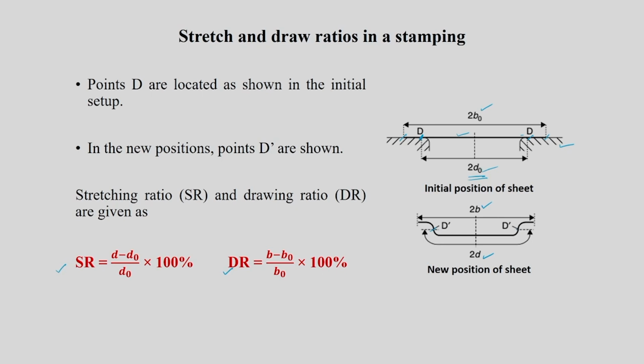So stretching ratio SR is given by D minus D naught divided by D naught into 100%, and drawing ratio is given by B, the new width, minus B naught divided by the initial value into 100. So this will give you stretching ratio and drawing ratio, which will be useful for some calculation. So how much stretching ratio and how much drawing ratio is obtained when you stamp a component, you can get from this.